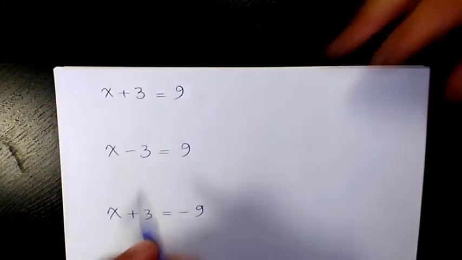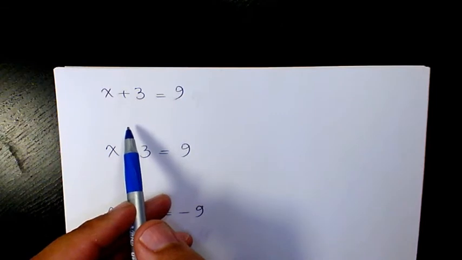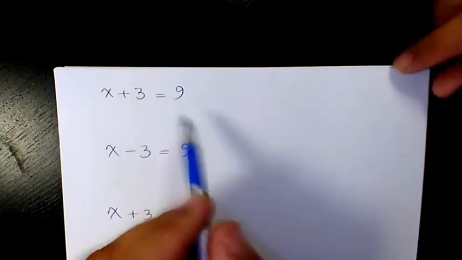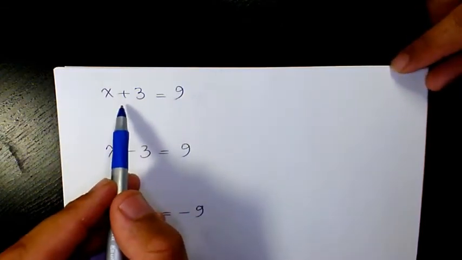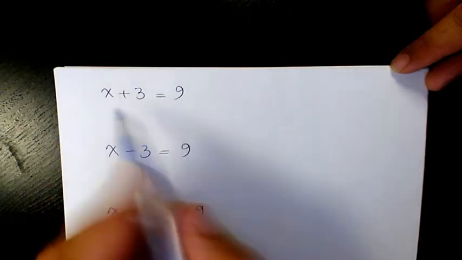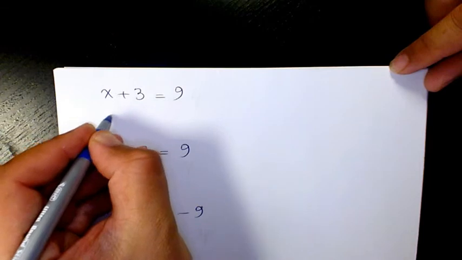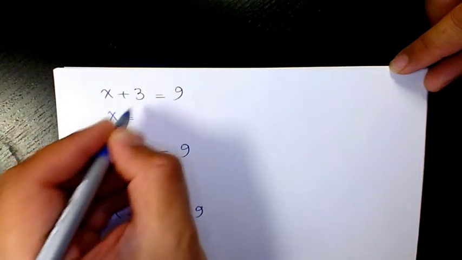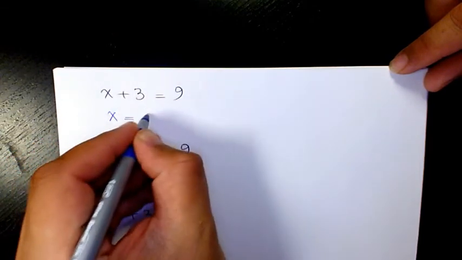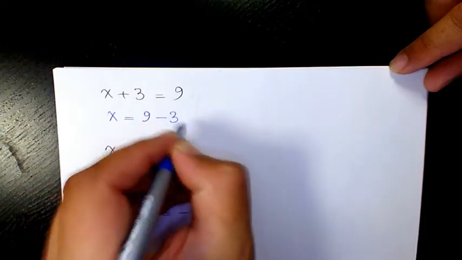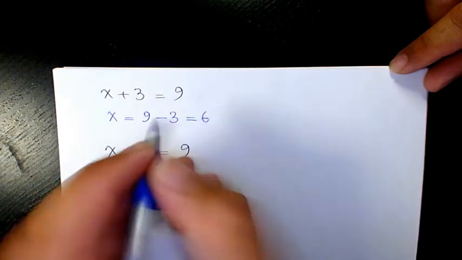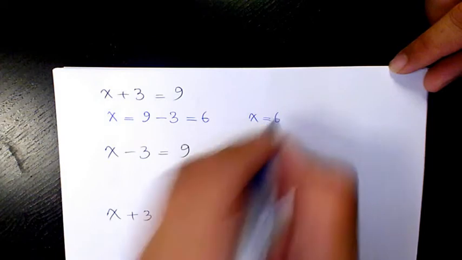So the first equation I have is x plus 3 equals 9. We need to evaluate the value of x. The first thing I need to do is isolate x. So I keep x on this side and move 3 to the other side. So it's going to be 9 minus 3, that's going to be equal to 6. So x equals 6.